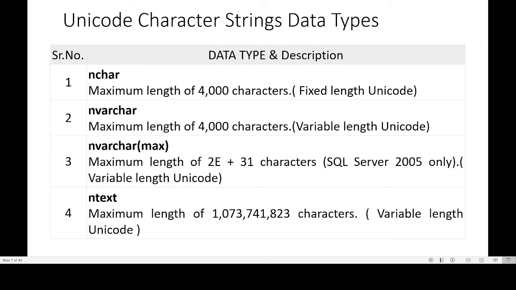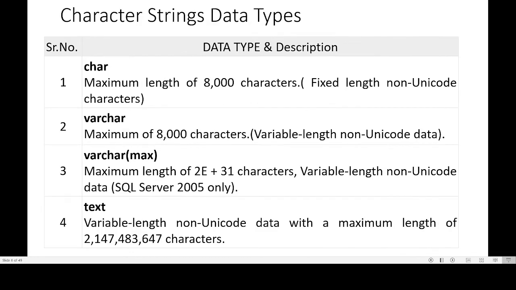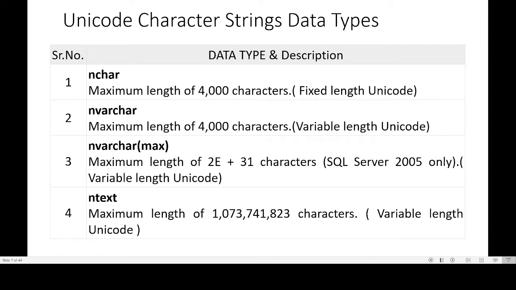And we have Unicode character string data types also. Here in the string data types we have char, varchar and so on. In Unicode, the only difference is adding a small letter n before them. So nchar is for fixed length Unicode, nvarchar is for variable length Unicode, nvarchar max is for the maximum length, and ntext is for variable length Unicode.